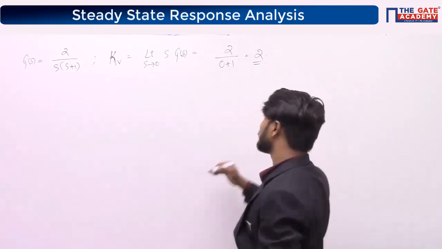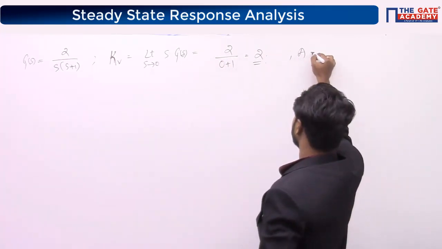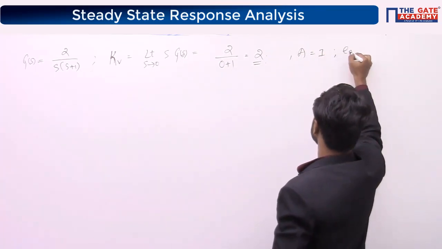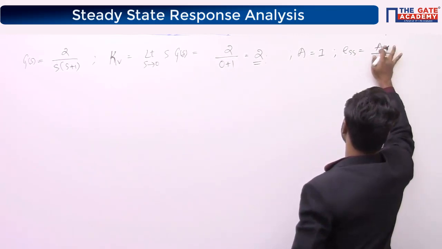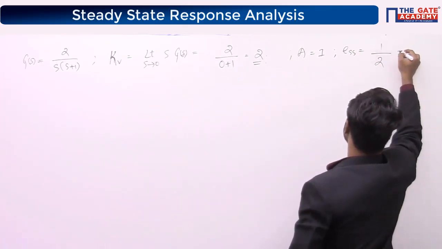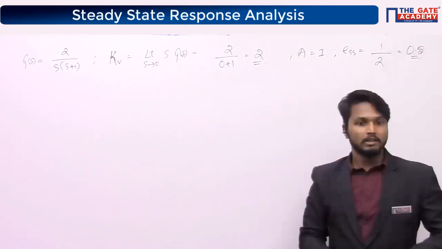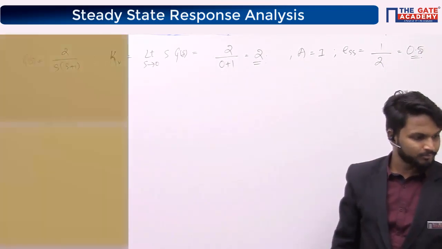Therefore, for unit ramp input, which means A is 1, ESS is equal to A by Kv, that is A by 2, that is 1 by 2, that is equal to 0.5. So let us solve the next question now.